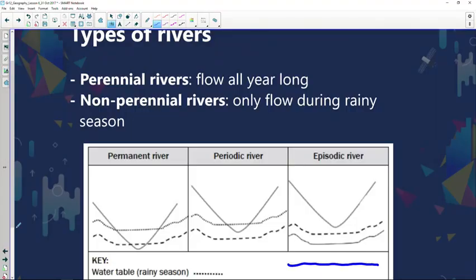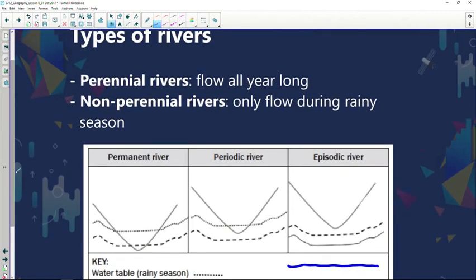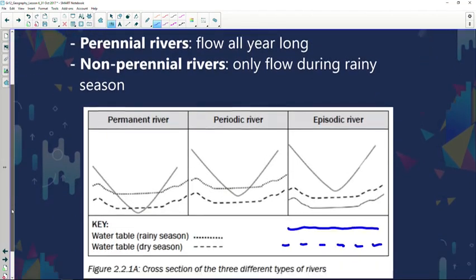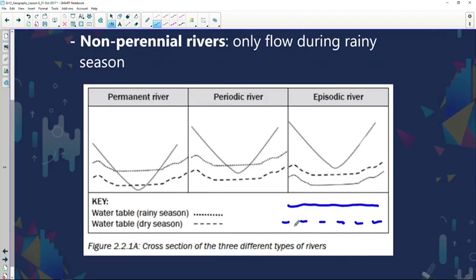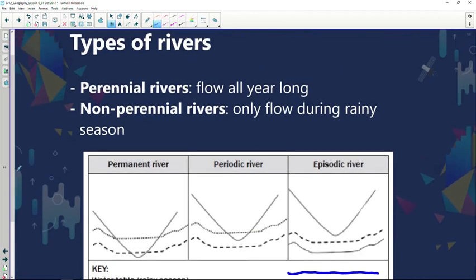But now we're coming to our different types of rivers, and you've learned in grade 10 about perennial rivers. It flows all year long. On this topographical map, it's a solid blue line. And a non-perennial river flows only during rainy season. But we're going to go into a bit more detail today. And we're going to have a look at permanent rivers, periodic rivers, and episodic rivers.